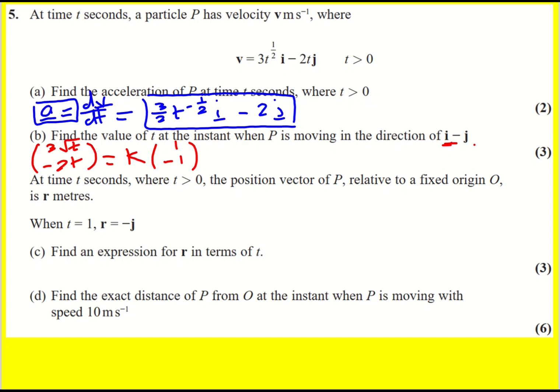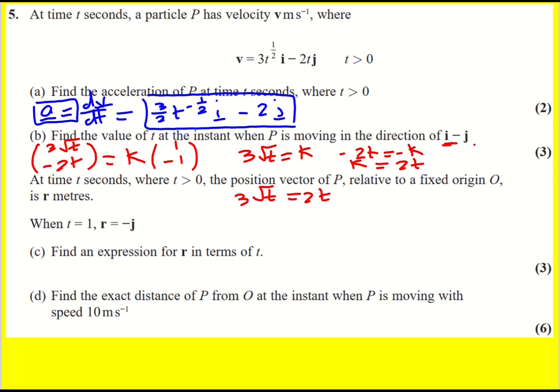I can now construct simultaneous equations. I've got 3 root t equaling k for the i component and minus 2t equaling minus k for the j component. Well, we can quickly get rid of the negative and write k equals 2t. And then I can bring the two together. It must be that 3 root t is equal to 2t. I think this is a really safe way to do it.